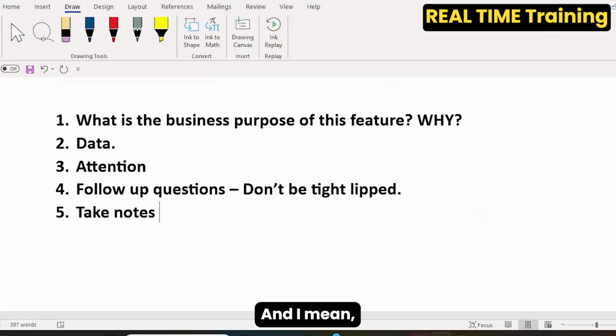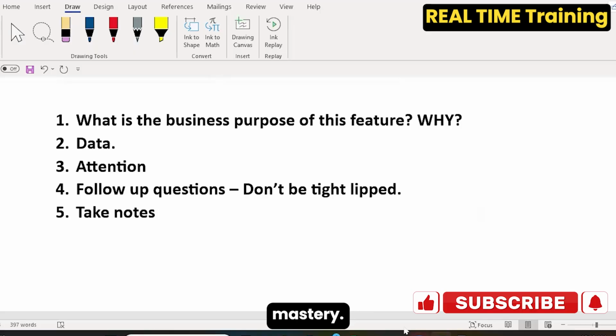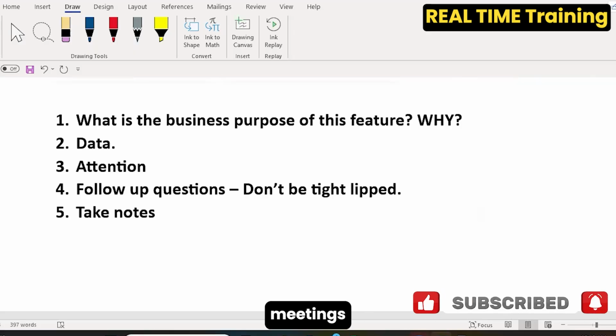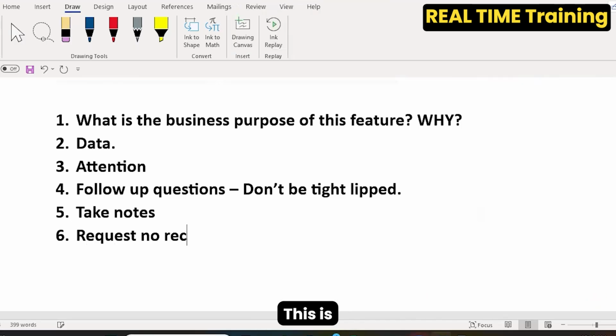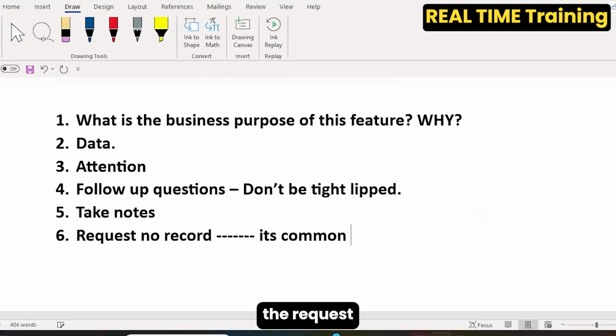Take notes, right? And I have reached a point where if you are talking to me, if you are having a conversation, I can take notes verbatim on OneNote. That much mastery I have now in taking notes, right? And you should be able to take notes in meetings. If they don't let you record, always request to record. No harm. This is very common these days. It's getting more common as the days go on. So always request to record. If they are not letting you record, take notes. Even if they let you record, if you want, you can take notes.